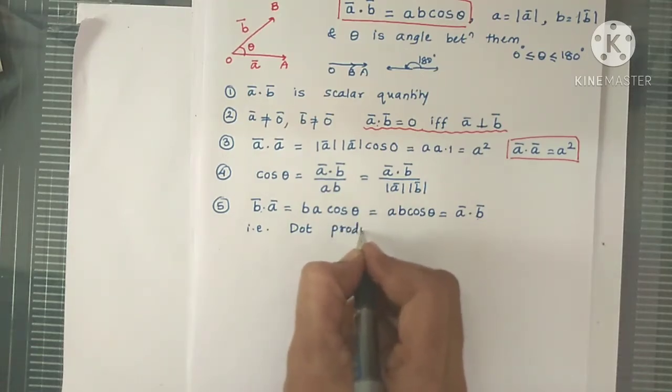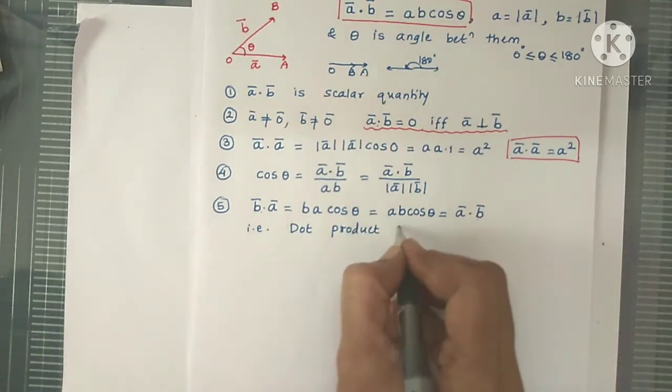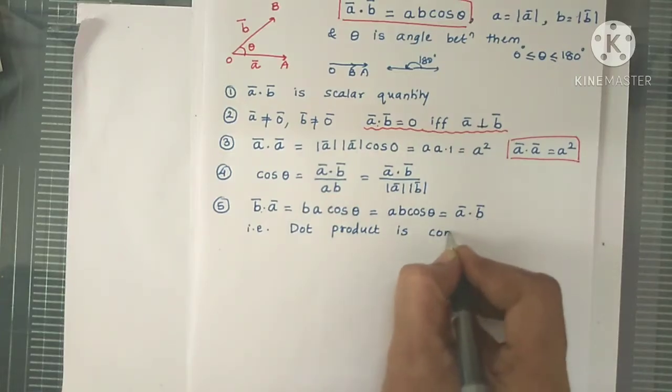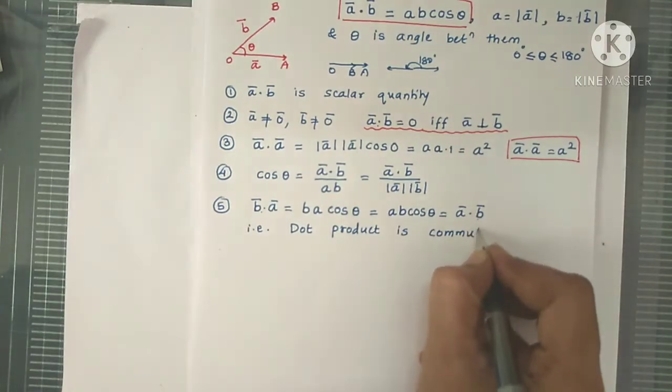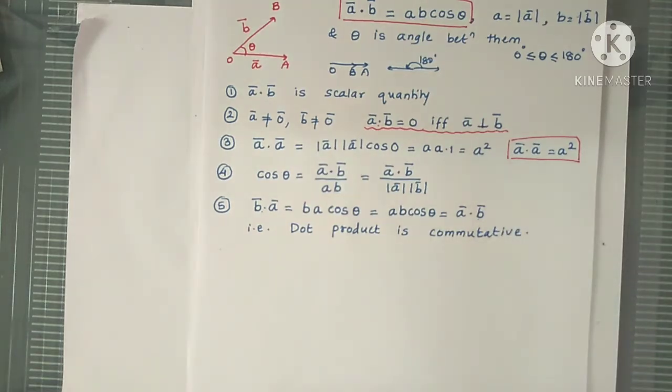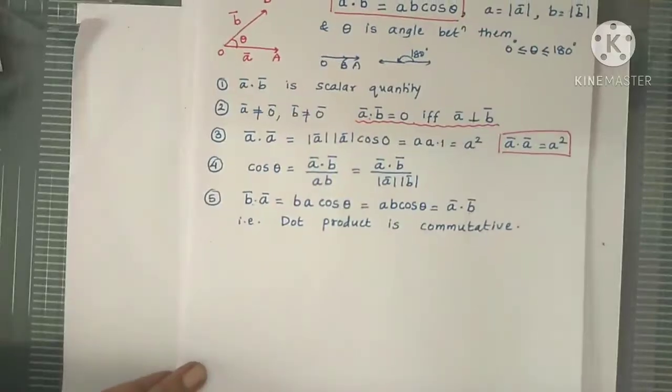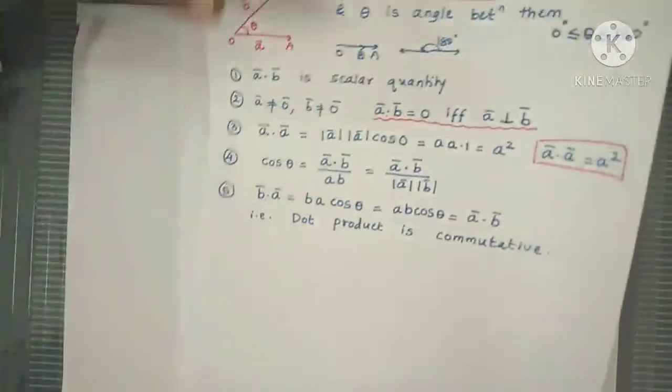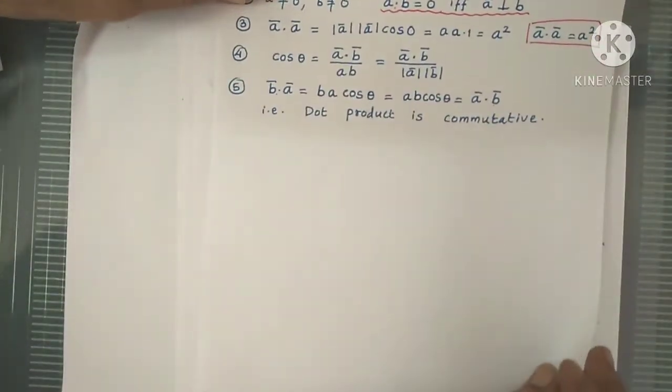So we can interchange the terms in dot product. Dot product is commutative. Interchanging the vectors also, we get the same result. So dot product is commutative. Okay. Now let's see dot product in terms of i, j, k.